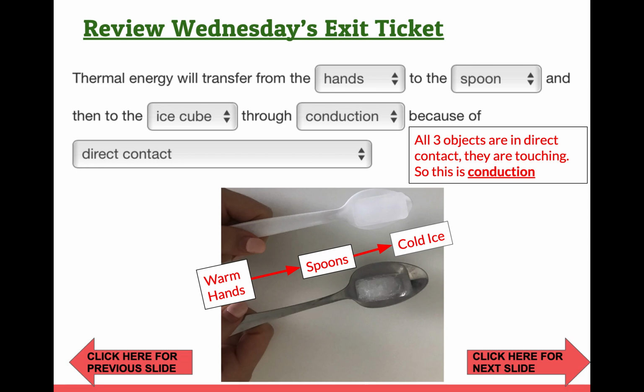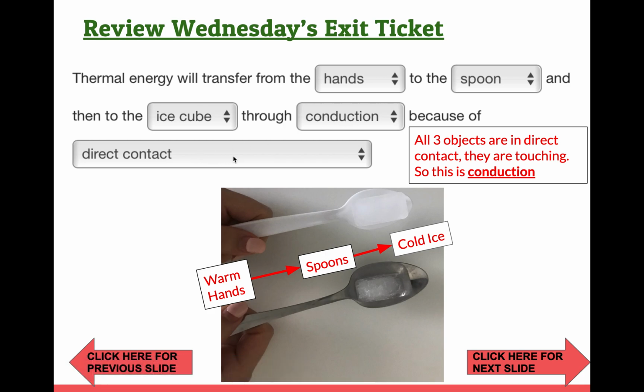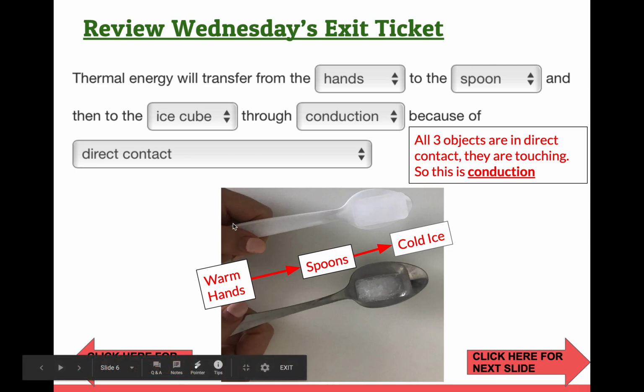So this is a question that a lot of students got incorrect. It says thermal energy will transfer from the blank to the blank and then to the blank through blank because of blank. So I'm going to teach you how to do this problem. Remember, thermal energy always goes from hot to cold. So what's the hottest object here? Definitely not the ice, not the spoon, it's the hands because your hands have body heat. So the hottest object is your hands.